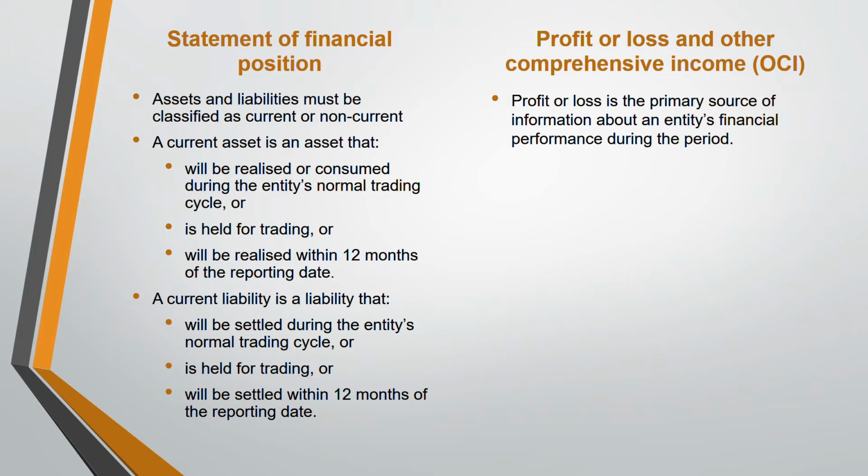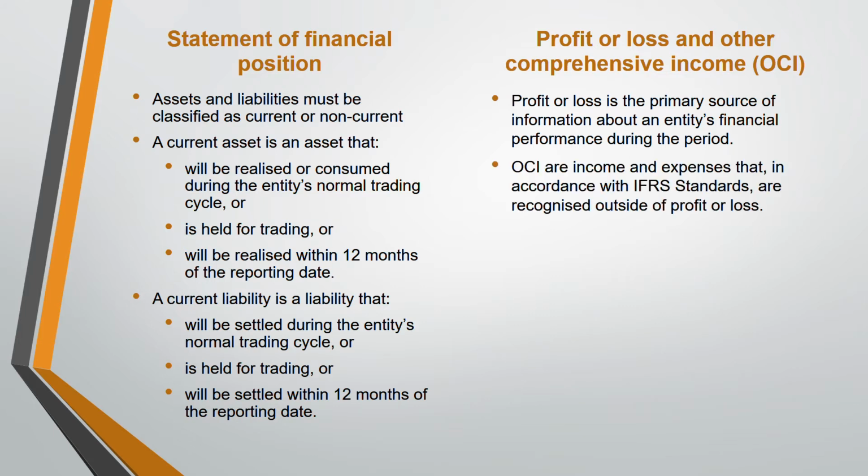Now let us go to the profit and loss and other comprehensive income. For the statement of financial position, you only have to know the liabilities and assets, that they are split into current and non-current. Coming to the statement of profit and loss and other comprehensive income, we know profit is the primary source of information regarding financial performance. OCI covers income and expenses that, in accordance with IFRS standards, are recognized outside of profit and loss. If anything is recognized outside of profit and loss according to a specific IFRS standard, where does it go? OCI. Mainly, most of the income and expenses are recognized in profit and loss, but only a few exceptions are there. A few things go to OCI.